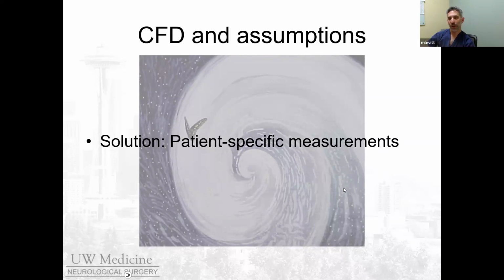So our solution here to fix this problem of inputs is patient-specific measurements. So what we're really focused on here is we want to fix this assumption, this problem that using college students' blood pressure is somehow relevant.